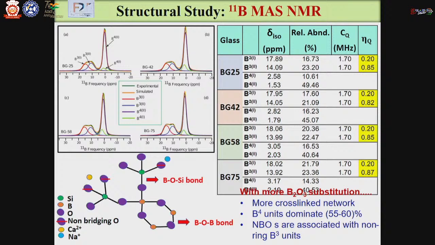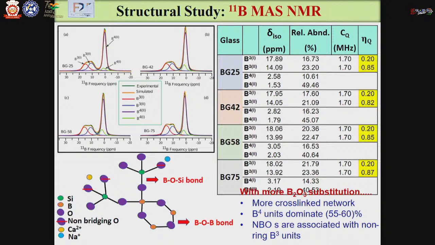But this is not a purely BO3 ring. There is a BO4 unit involved. That's why it is a triborate unit. And the non-ring type are not associated with any ring-like structure. And this eta Q is the asymmetry parameter. This is a deconvolution fitting parameter we have obtained by deconvoluting this spectra. This indicates that BO3 non-ring units only have non-bridging oxygen atoms, and that is only 1, not more than 1, whereas ring type do not have any non-bridging oxygen atoms associated with them.